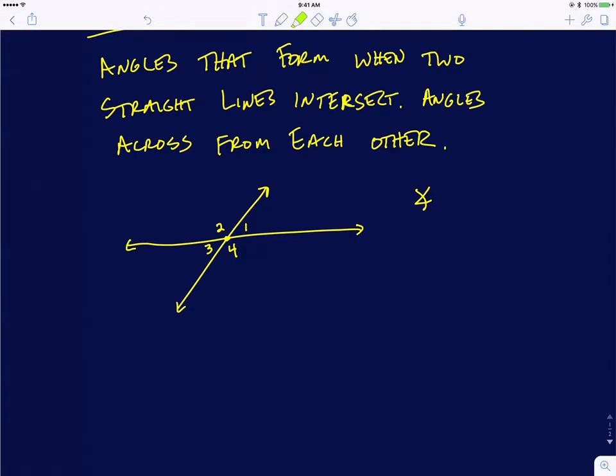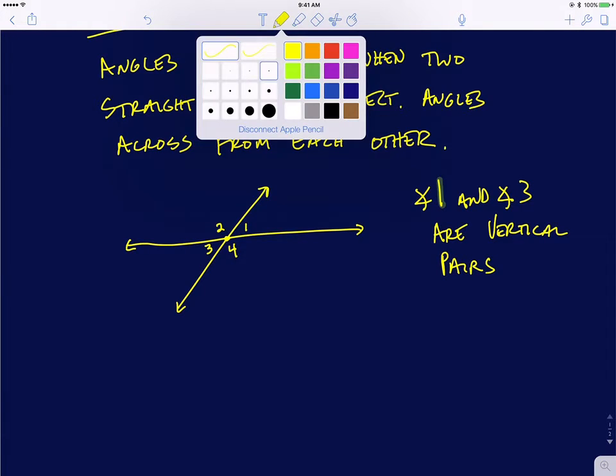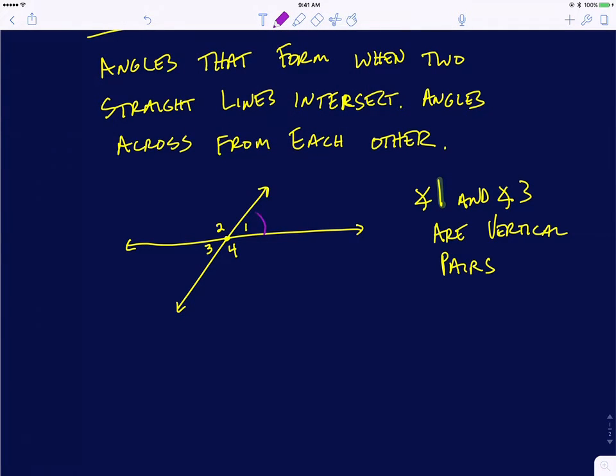So angle 1 and angle 3 in this picture are vertical pairs. Remember, those openings are the angles. Those are a vertical pair. There's another vertical pair in this picture. Angles 2 and 4 are also vertical pairs.